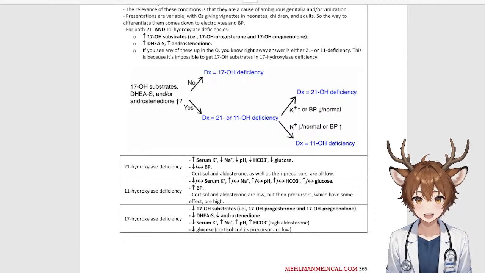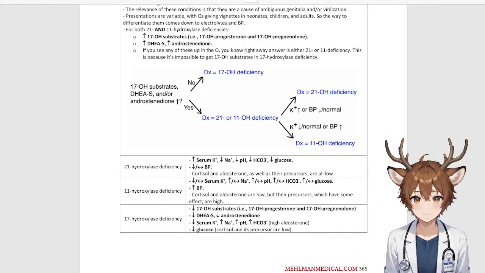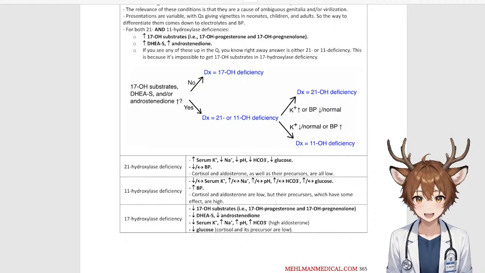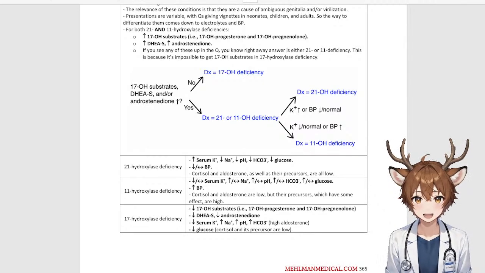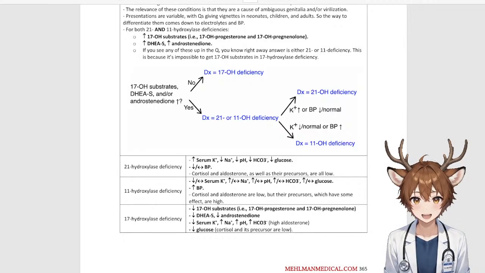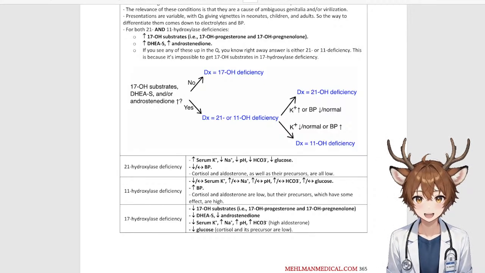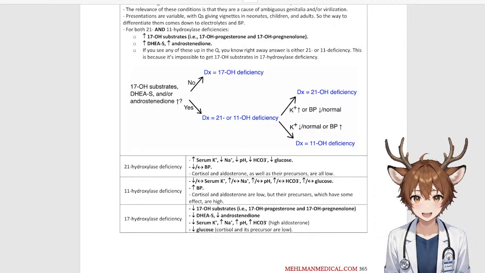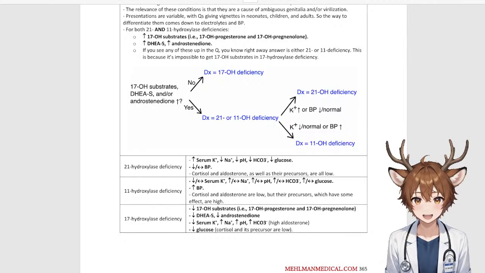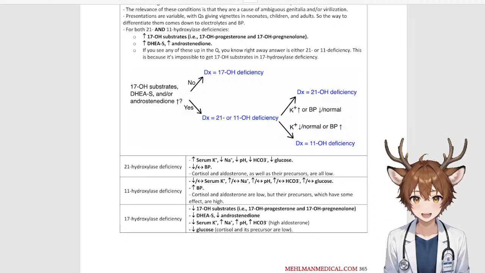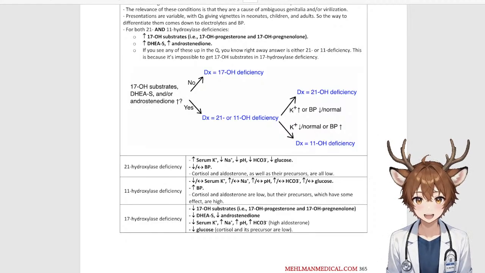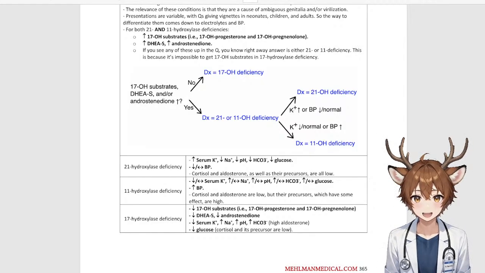21 hydroxylase deficiency: elevated serum potassium, decreased sodium, decreased pH, low bicarb, low glucose, low or normal blood pressure; cortisol and aldosterone, as well as their precursors, are all low. 11 hydroxylase deficiency: low or normal serum potassium, elevated or normal sodium, elevated or normal pH, elevated or normal bicarb, elevated or normal glucose, elevated blood pressure. Cortisol and aldosterone are low, but their precursors, which have some effects, are high.